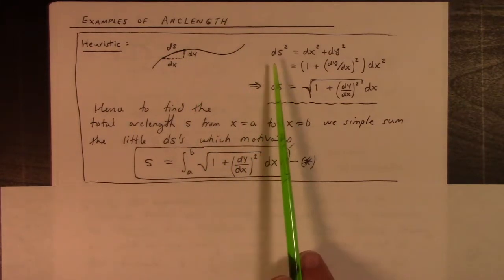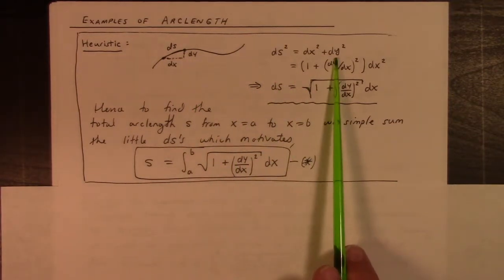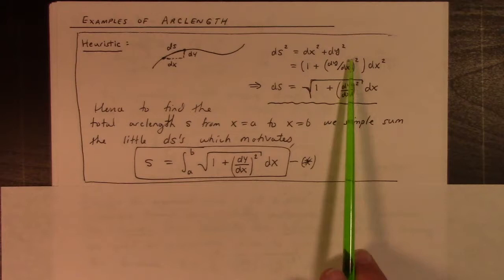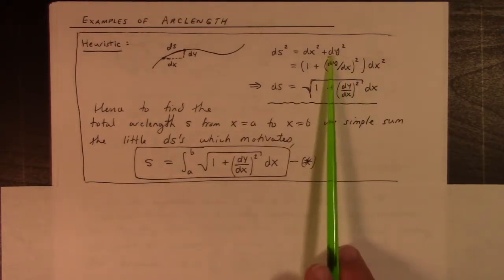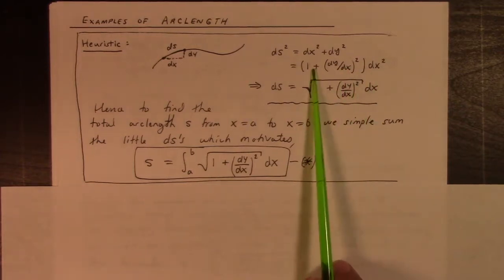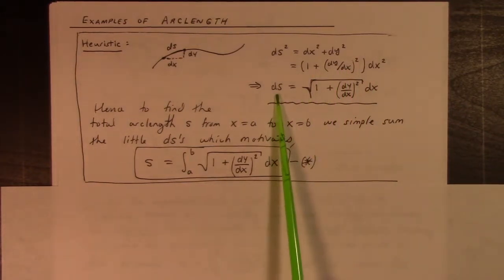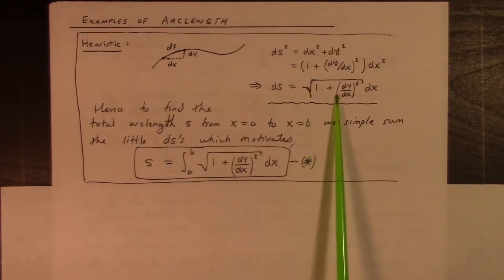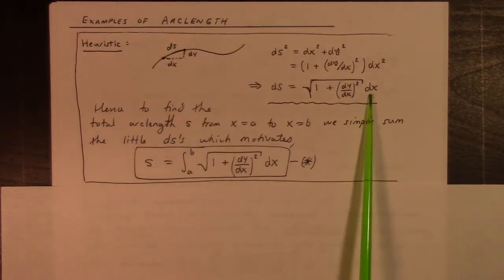According to this rule, ds squared is dx squared plus dy squared. If I factor out the dx squared and divide by dx squared here, then this suggests that ds is the square root of 1 plus (dy/dx) squared times dx.